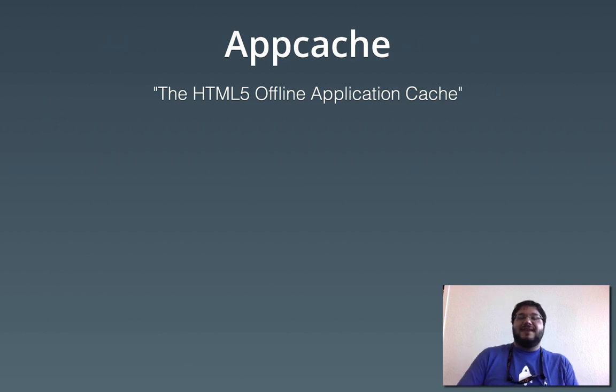The first one is Appcache, the HTML5 offline application cache. This is a standard that came out along with the HTML5 standard. It defines mechanisms by which you can define a list of resources to be stored locally when the app is first launched or when a site is first visited, allowing that site to work offline. There's a lot of actually interesting and fascinating stuff going on in there. There's also a lot of warts.